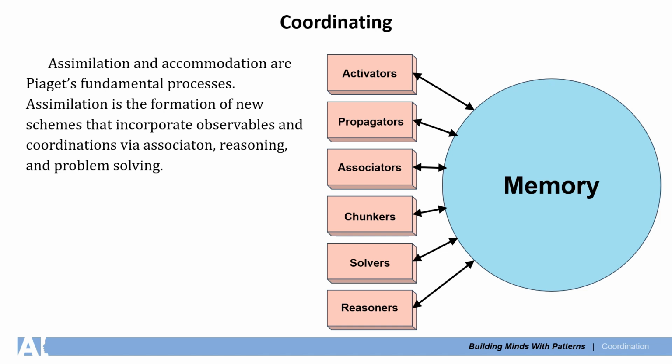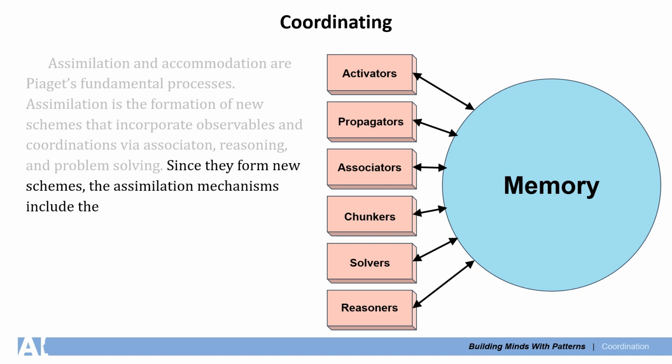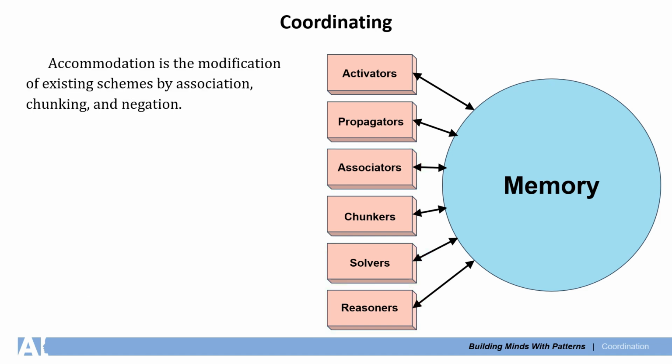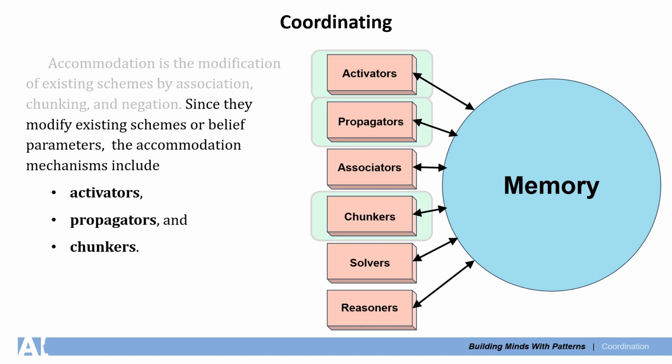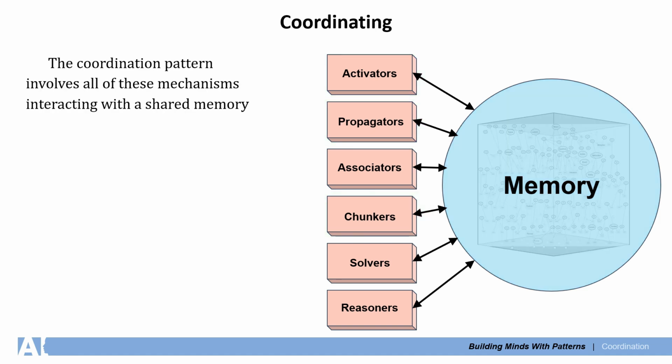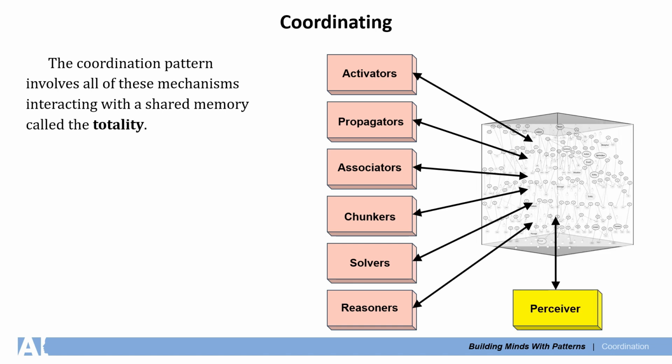Assimilation and accommodation are Piaget's fundamental processes. Assimilation is the formation of new schemes that incorporate observables and coordinations via association, reasoning, and problem solving. Since they form new schemes, the assimilation mechanisms include the associators, the solvers, and reasoners. Accommodation is the modification of existing schemes by association, chunking, and negation. Since they modify existing schemes or belief parameters, the accommodation mechanisms include activators, propagators, and chunkers. The coordination pattern involves all of these mechanisms interacting with a shared memory, called the totality.